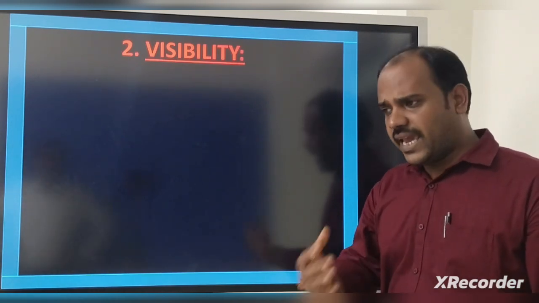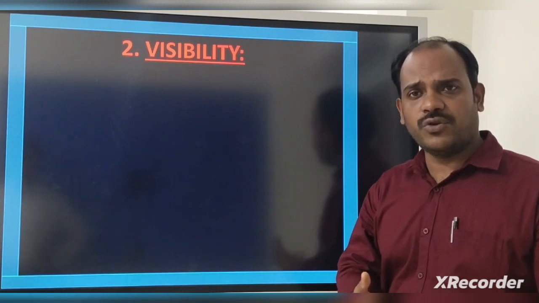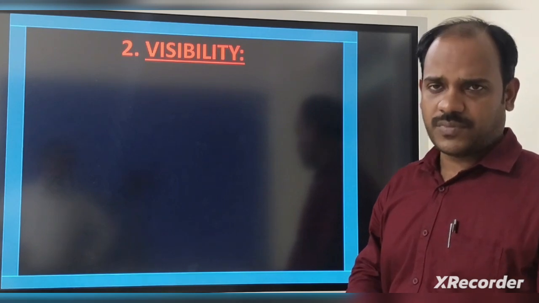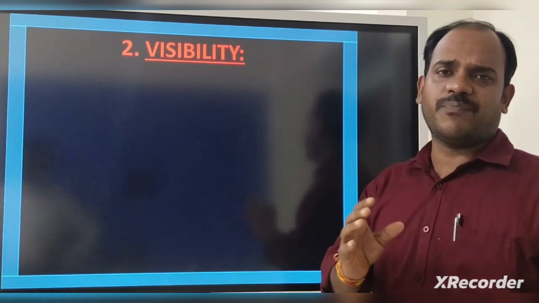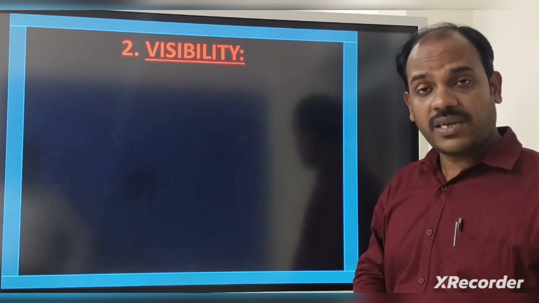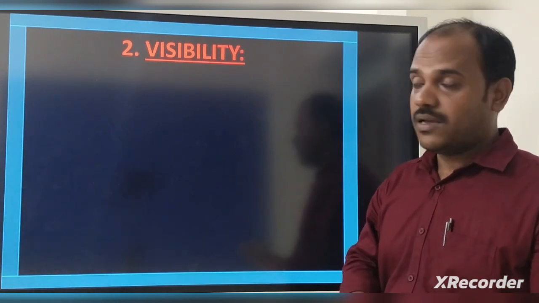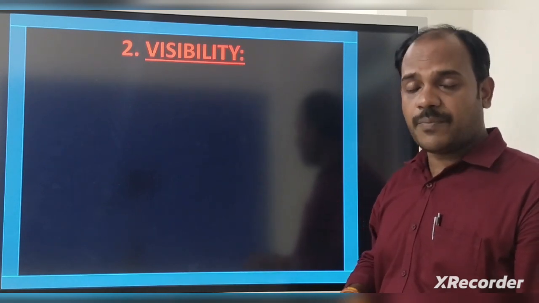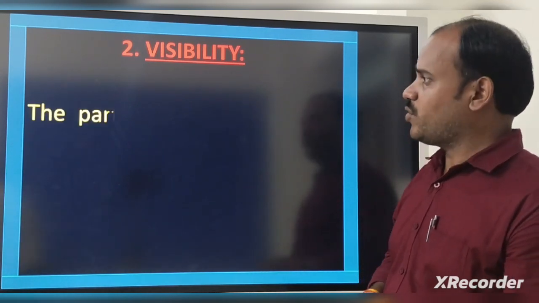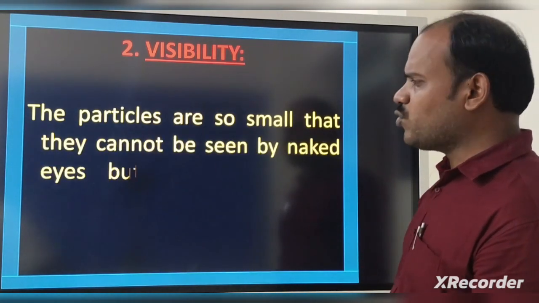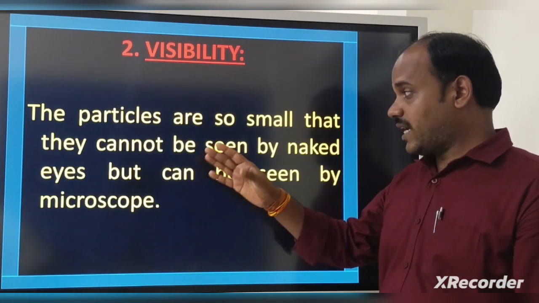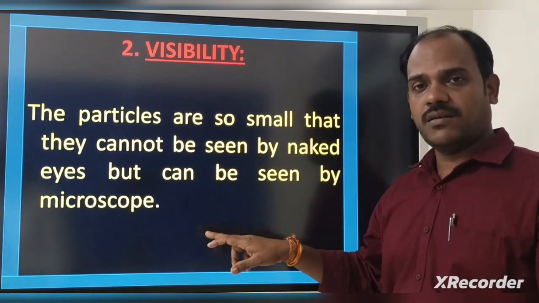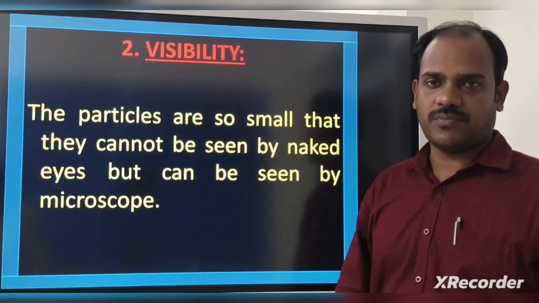The second property, this is visibility. Visibility means, can we see the particles of colloidal solution? For example, if you dissolve chalk in water, you can clearly see the particles of chalk. So the particles are visible. But in colloidal solution, the particles are not visible. We can't see the particles with naked eyes. The particles are so small that they cannot be seen by naked eyes, but they can be seen by using a microscope.